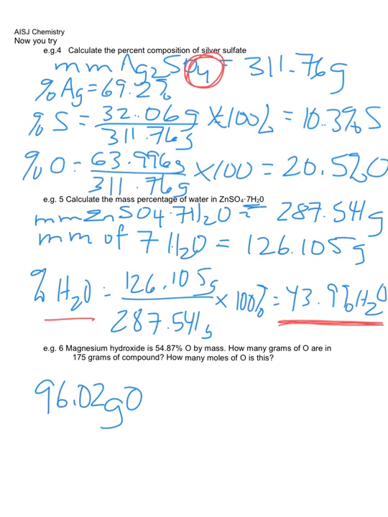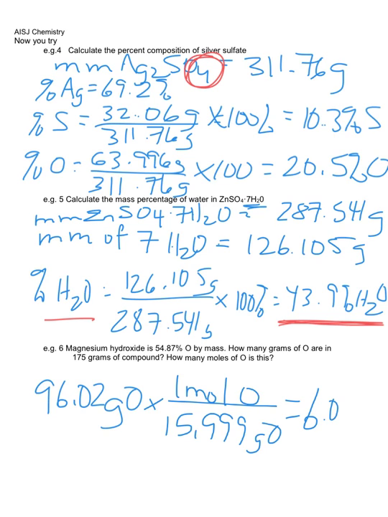Knowing we have 96.02 grams of oxygen in this compound, we can figure out how many moles of oxygen we have, knowing the molar mass of oxygen, right? That in every mole of oxygen, we have 15.999 grams of oxygen. So therefore, there are 6.00 moles of oxygen in 175 grams of magnesium hydroxide. 6 moles.